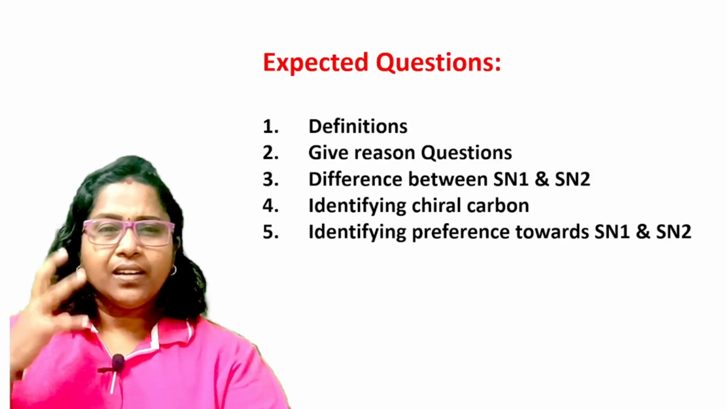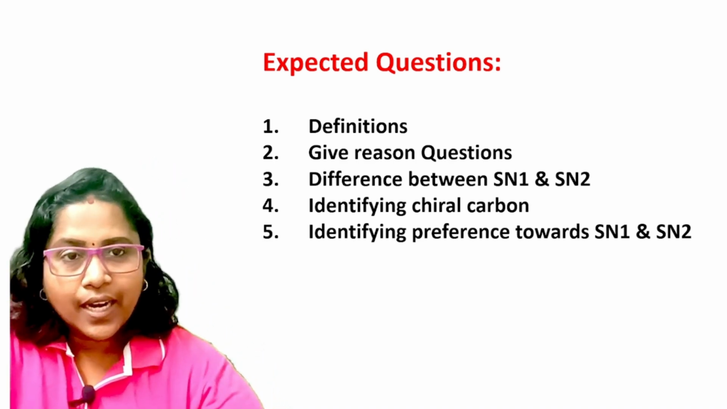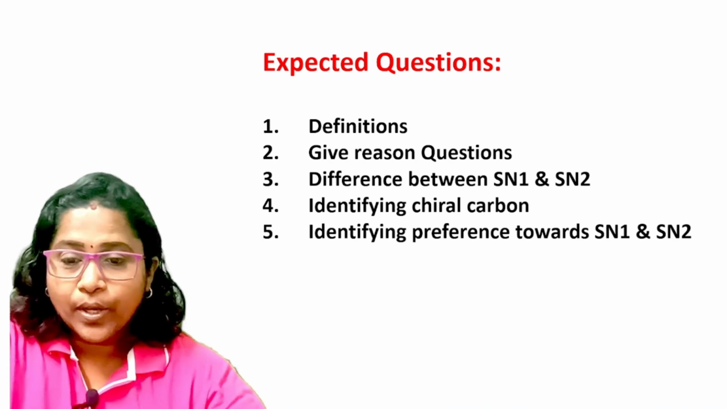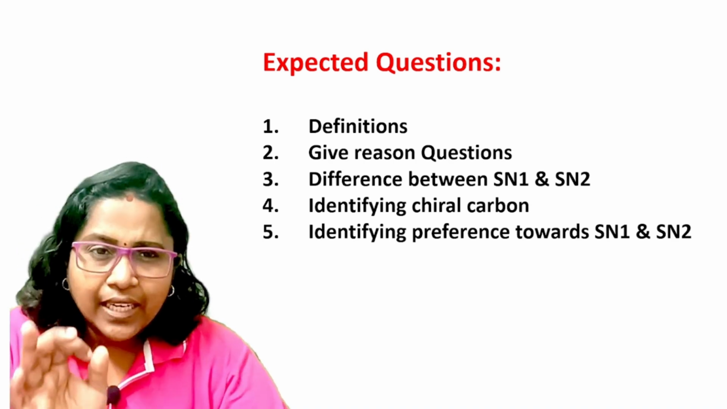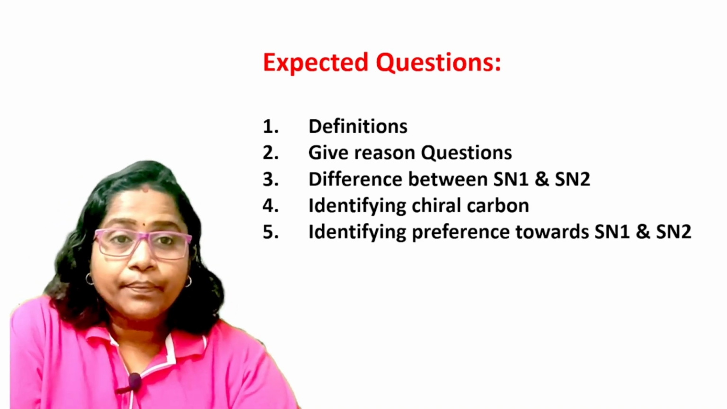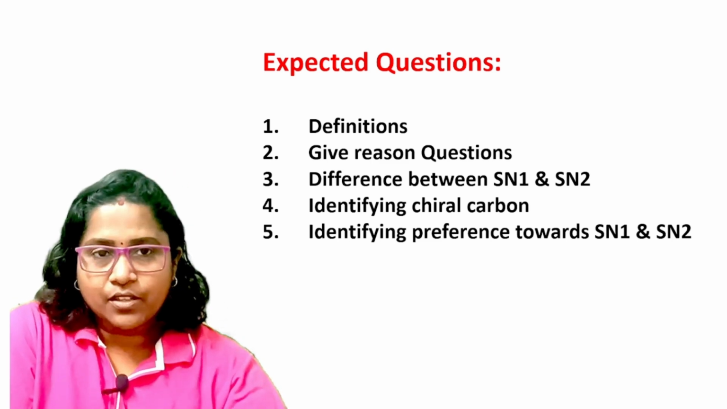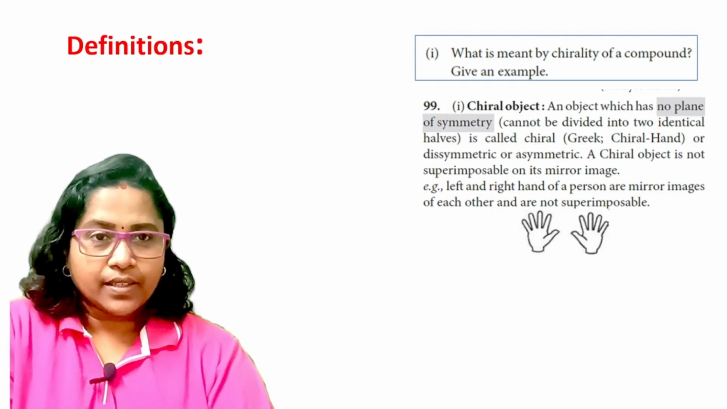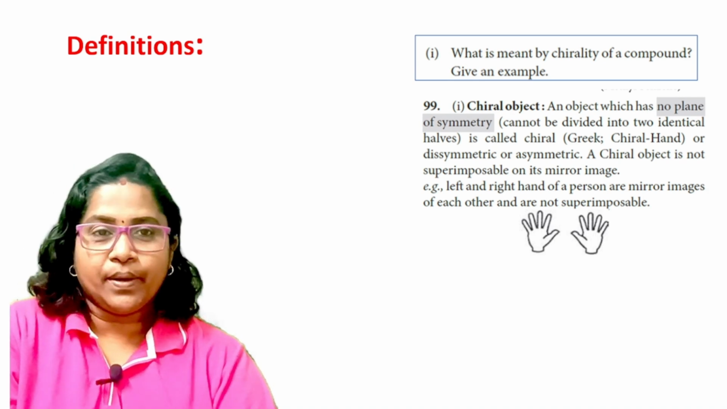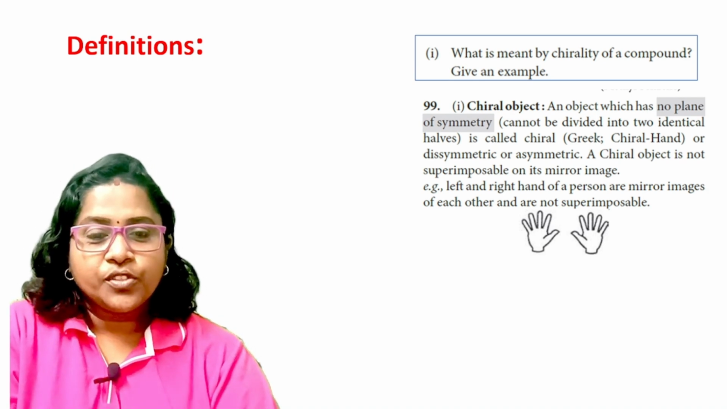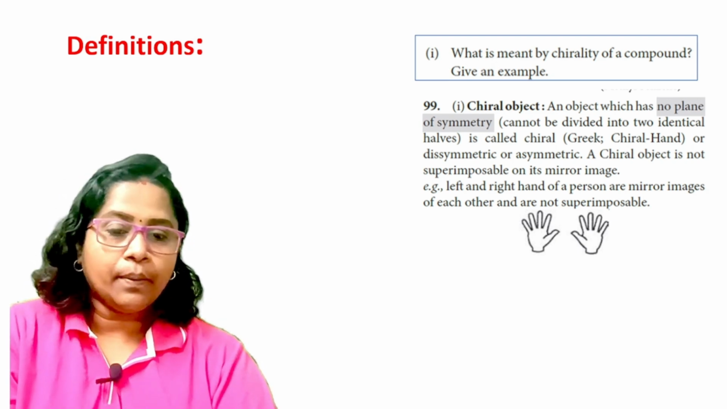Now, what kind of questions can you expect from this part? Definitely questions regarding definitions, give-reason type questions, the difference between SN1 and SN2 reactions, identifying a chiral atom, which is very important, and identifying the preference toward SN1 and SN2. Coming to the definition part: what do you mean by chirality of a compound? Give an example. A chiral object which has no plane of symmetry is called a chiral carbon.